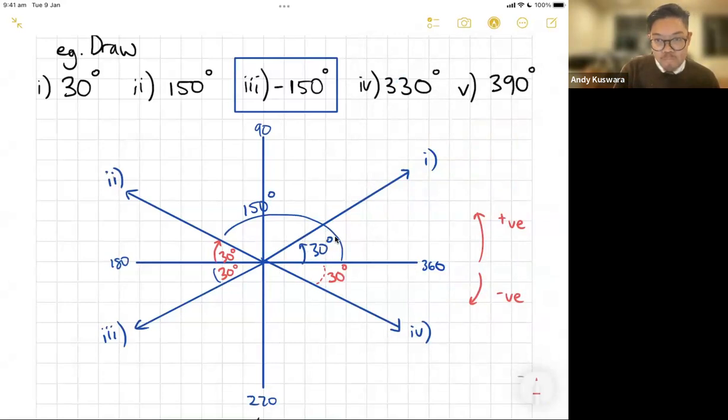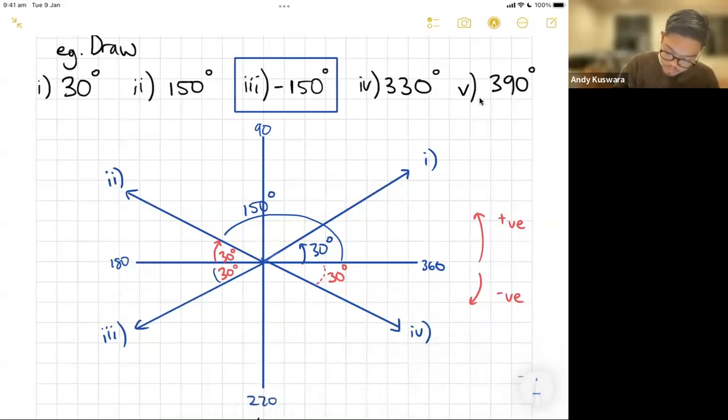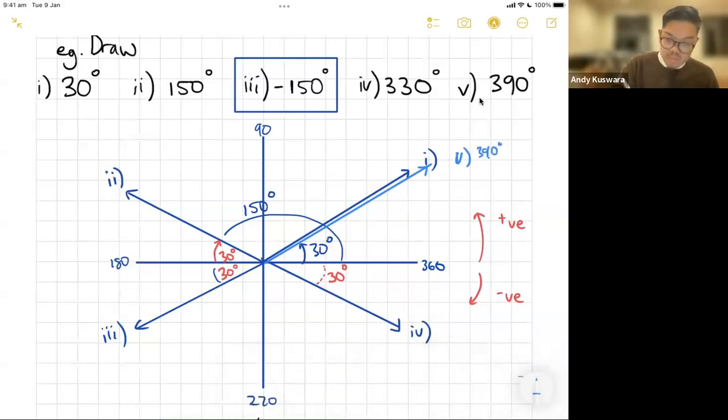Okay. The last one here I've got is 390. It just means 360 plus an extra 30. So if I was to maybe do it in a different blue, you'll note here that this one is your fifth one. That is 390 degrees, yeah? Because it's 360 plus another 30. So I've gone one whole rotation, that's 360 plus another 30. I'll be heading in that direction, okay?